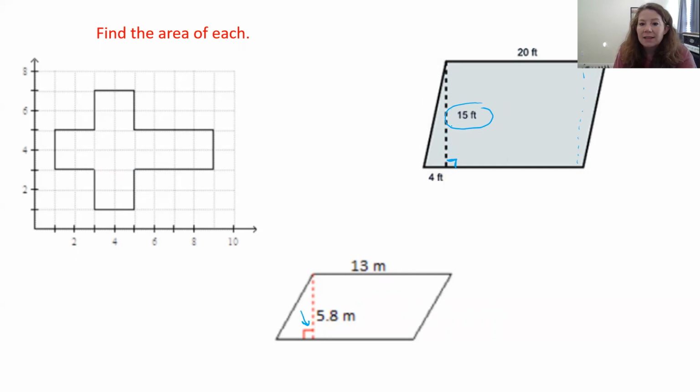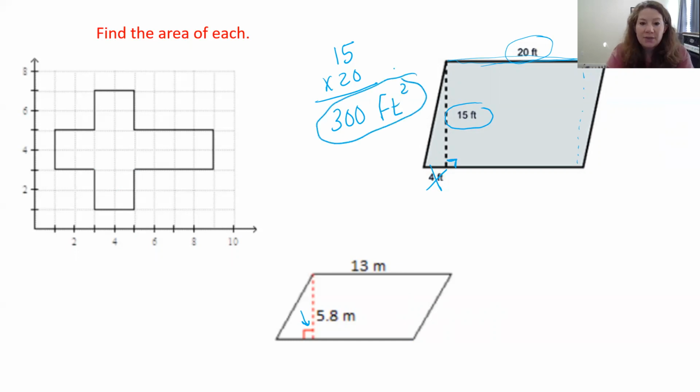So we know the height is 15. And the length of the whole side, we need the length of the whole side. So the length of the whole side is 20. So we're not even going to use that 4, okay? So we're going to multiply 15 times 20. So I know 15 times 2 is 30. So 15 times 20 has got to be 300. And those are both feet. Feet times feet is feet squared. 300 feet squared.